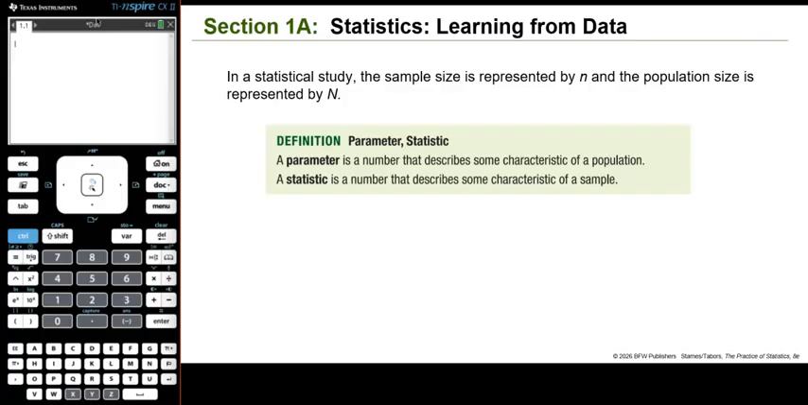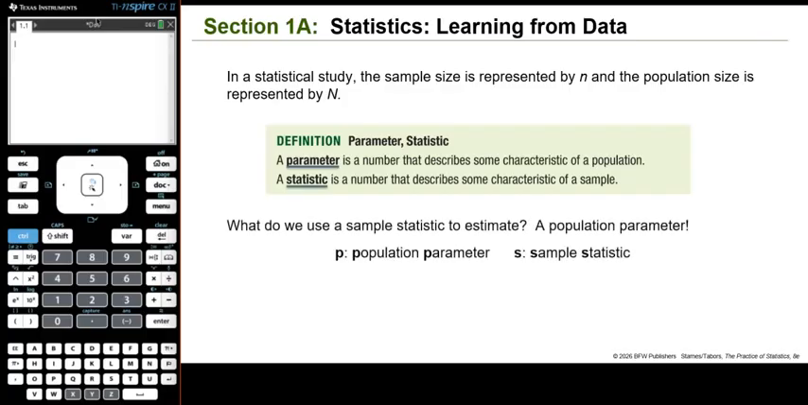Parameter versus statistic. This is important stuff. A parameter is a number that estimates or describes some characteristic of a population. A parameter describes a population. A statistic describes characteristics of a sample. I think it's helpful to remember this. I think they call this alliteration in English.